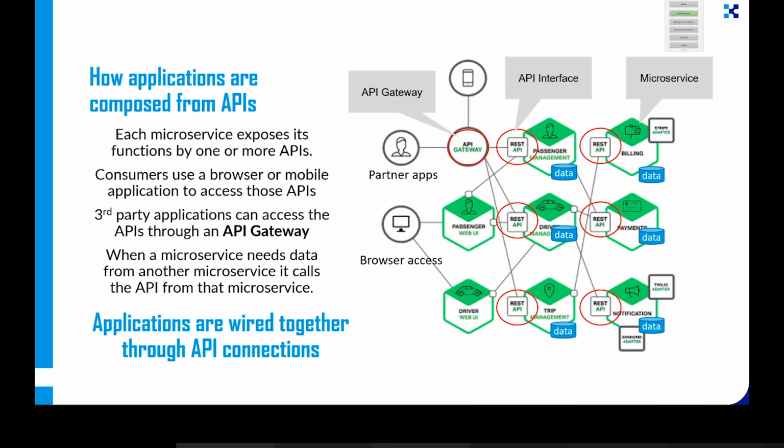And then when a microservice needs other data from another microservice, it's going to connect to that other microservice using an API. And how does it know where it is? Well, that's thanks to the service mesh. So applications, you wire them together through API connections.